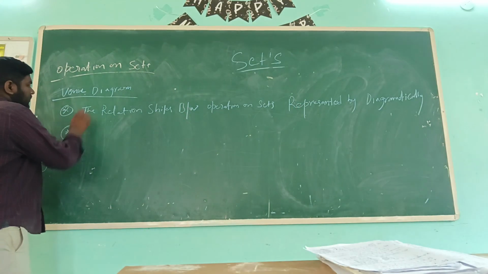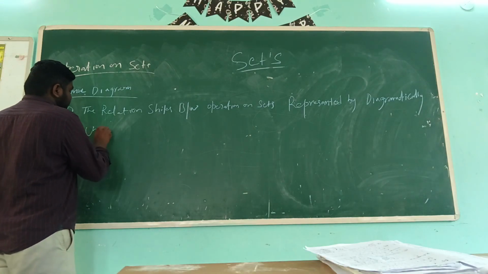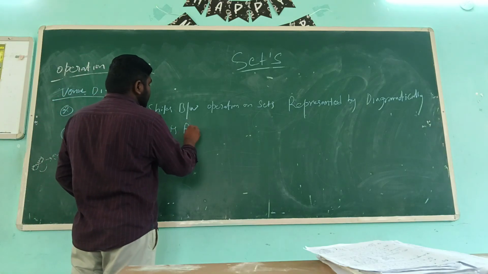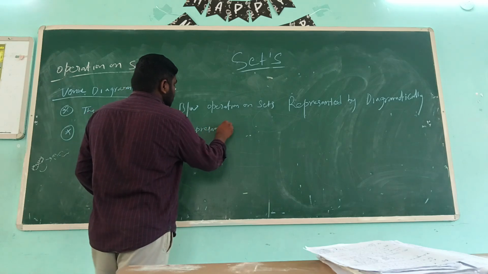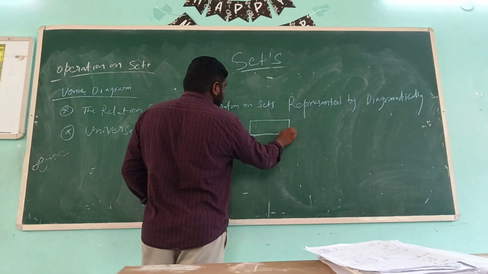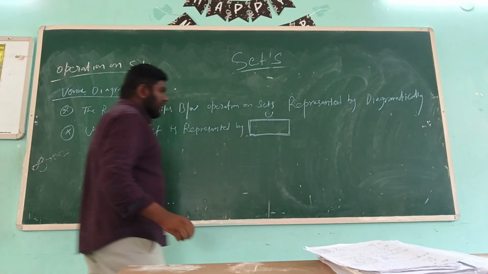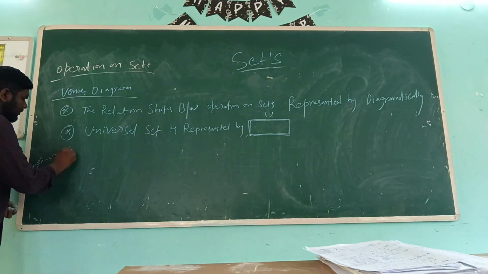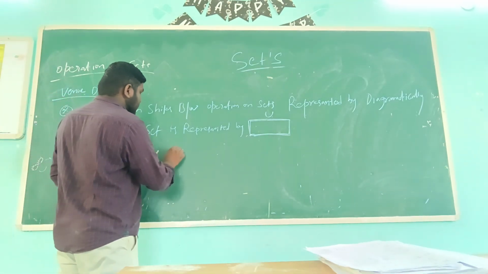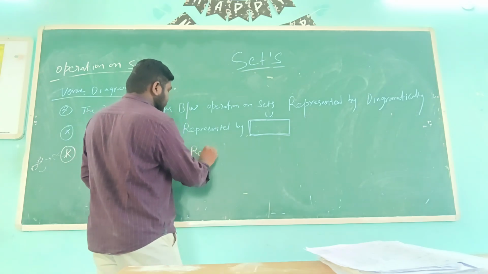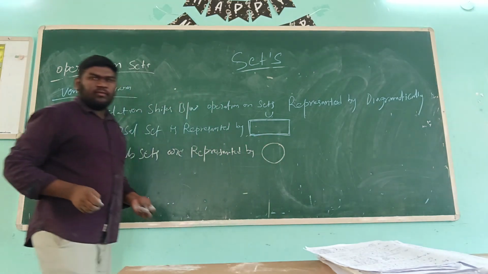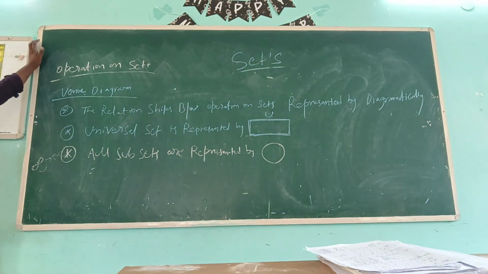Here, the universal set is represented by this rectangular bracket, and all subsets are represented by circles. Very important concept. Understood? Venn diagram of operational sets.